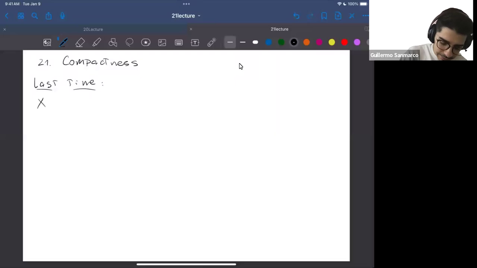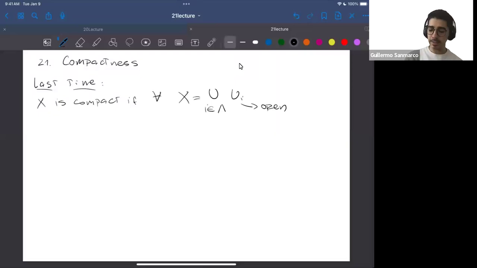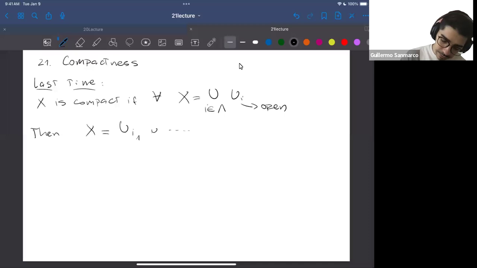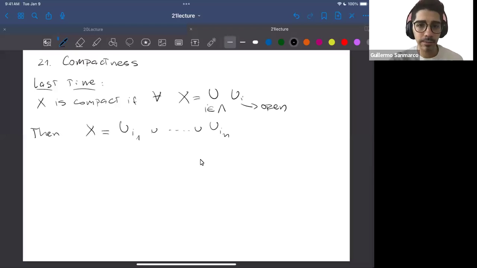But the idea is space X is compact if whenever you can write X as a union of some weird family of open sets, so each of these guys open, then you can actually rewrite that using a finite union. So you can disregard pretty much all of it. So you get U_{i_1} union blah blah blah union U_{i_n} for some family. So that's what we defined last time, and we also introduced some theorems.